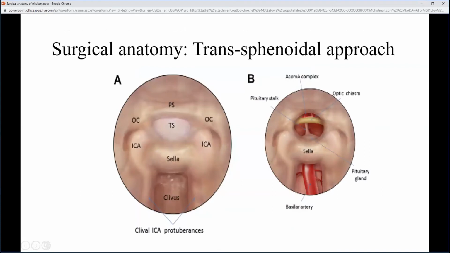So here again, we still have our diagram with the floor of the sella turcica with the planum sellae, the internal carotid arteries, the clivus. Next slide.